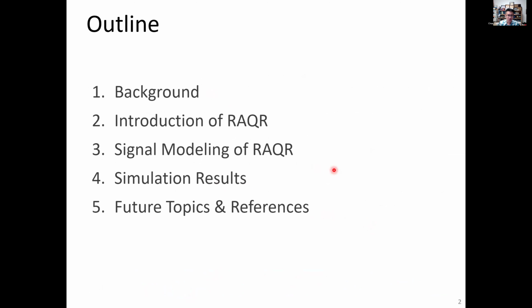This is the outline. I'll first give an introduction about this so-called quantum technology. Then I will talk about these quantum sensors, what the signal models are, and some results to support them, and also discuss future topics.